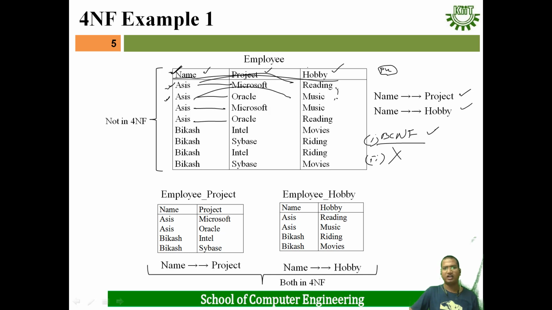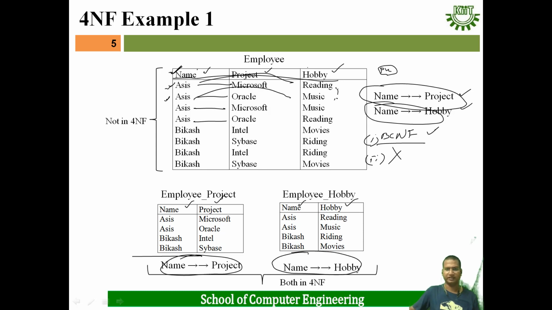Then to make it 4NF, we have to break the table into two parts. First, in one table, we will keep name and project, the employee project table. In another table, we will keep name and hobby. The multi-value dependency name to project will be present in this table, and name multi-value dependent on hobby will be present in this table.